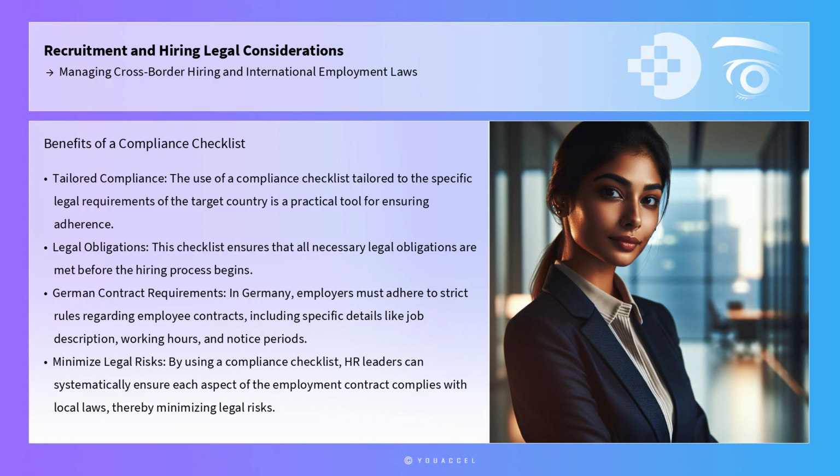Another practical tool is the use of a compliance checklist tailored to the specific legal requirements of the target country. This checklist ensures that all necessary legal obligations are met before the hiring process begins. For instance, in Germany, employers must adhere to strict rules regarding employee contracts, which must include specific details like job description, working hours, and notice periods. By using a compliance checklist, HR leaders can systematically ensure that each aspect of the employment contract complies with local laws, thereby minimizing legal risks.